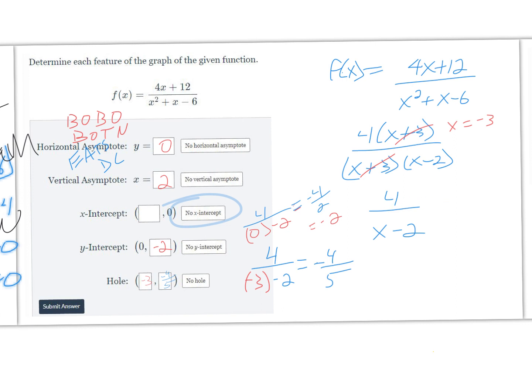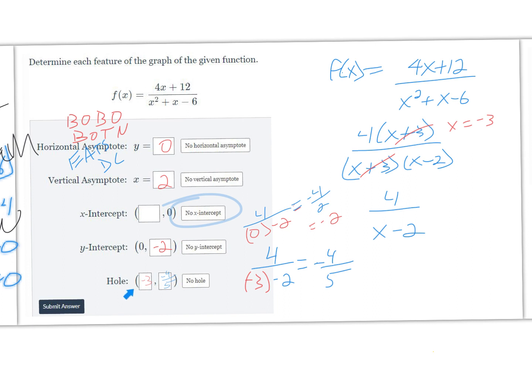All right, now the y-intercept is when x is equal to 0. So if I plug 0 into this 4 over x minus 2, that would be 0 minus 2, which is negative 2, and that's negative 4 over 2, which is negative 2. So the y-intercept is at (0, negative 2).